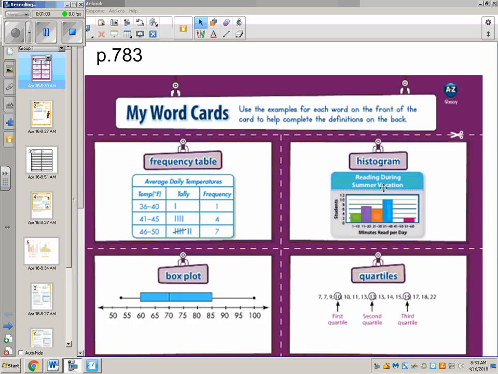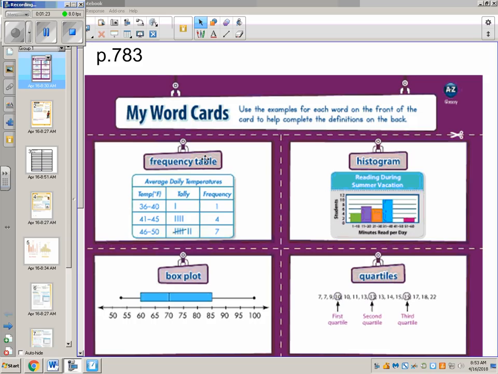Today we're going to look at how to make histograms. Frequency tables and histograms are related because usually we take the range from our frequency table, like here 36 to 40, and I could put that on a histogram.